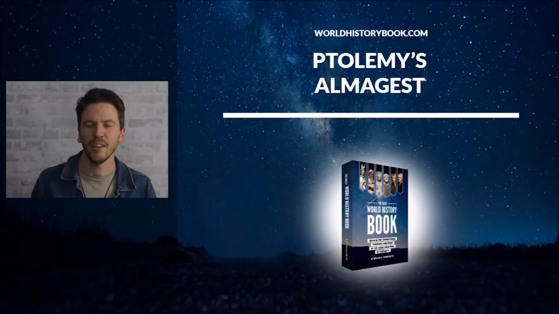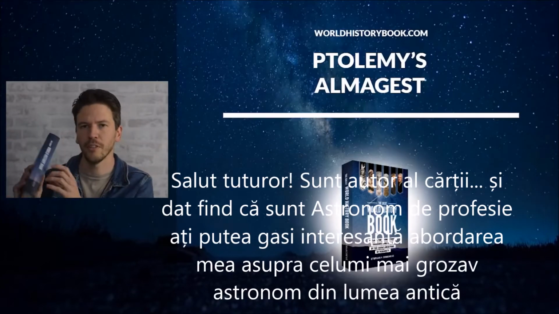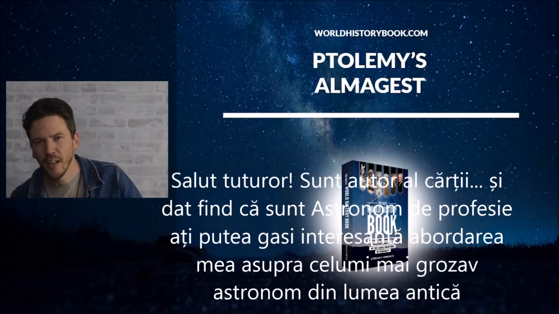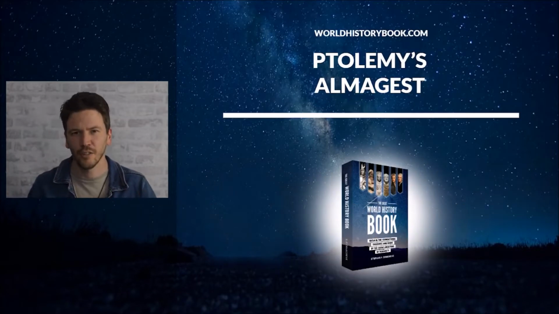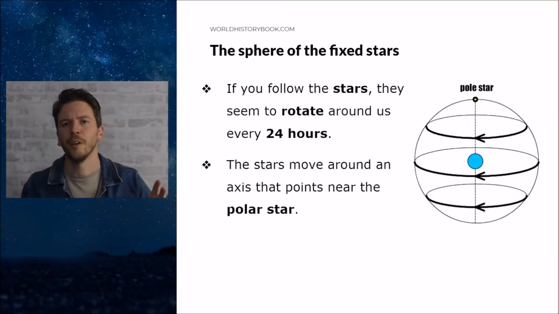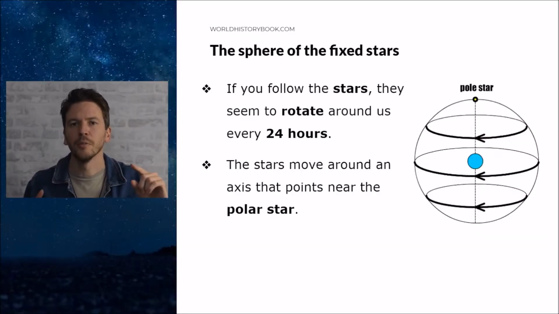Hey everybody, I'm Stefan, author of the Great World History book. Given that I'm a trained astronomer, you might find it interesting to get my take on the greatest astronomer from the ancient world. If you follow the stars at night, they seem to rotate around us every 24 hours, making a full circle, as you see in the picture.